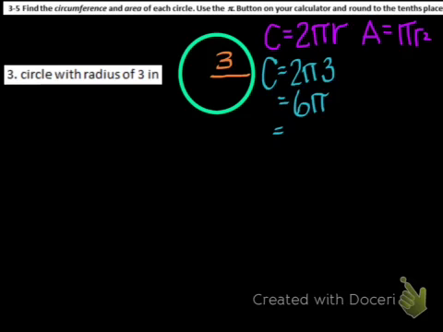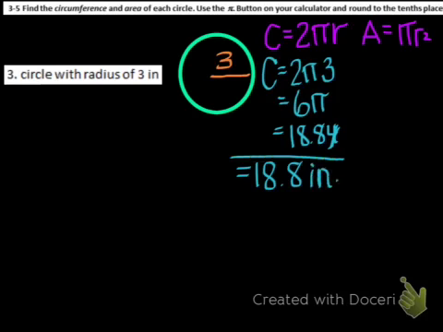So to do this, when you look at your answer, you get like an 18.84 and so on. So you're going to round it to just that first decimal place. Because this number is a 4, we're going to leave it as 8, so 18.8. Circumference is just in inches, not inches squared.